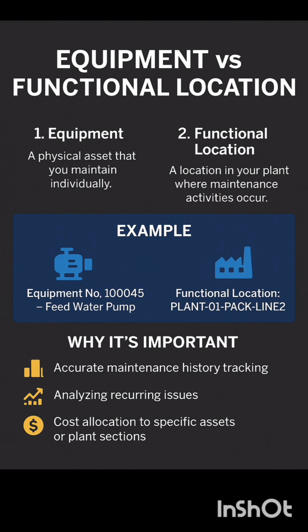In order creation through IW31, one of the main tasks is the assignment of equipment and function location. An equipment is a physical asset that you maintain individually, while the function location in your plant is where maintenance activities occur. For example, equipment number 10045 is a feed water pump, and function location can be plant 01 pack line 2. It is important because it accurately measures maintenance history tracking, analyzing recurring issues, and cost allocation to specific assets or plant sections. So this is a use of the IW31 transaction.